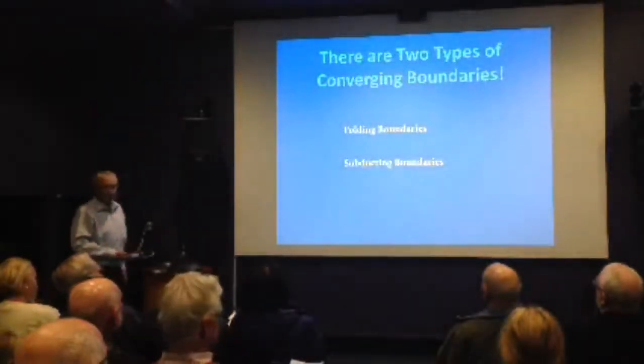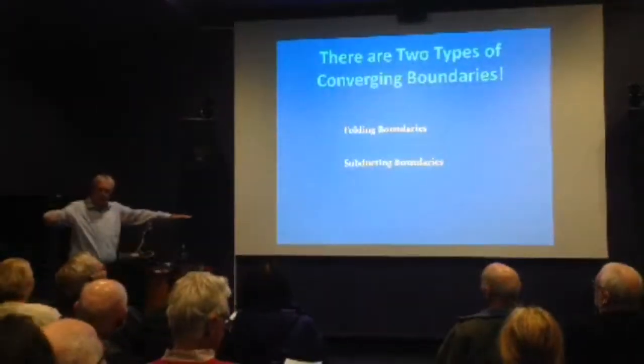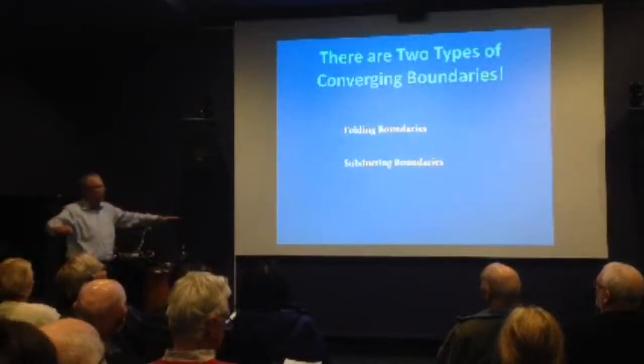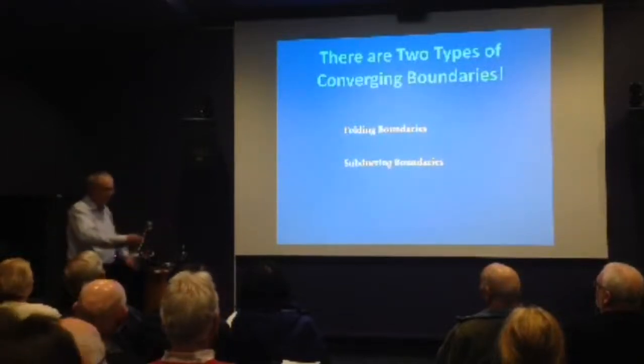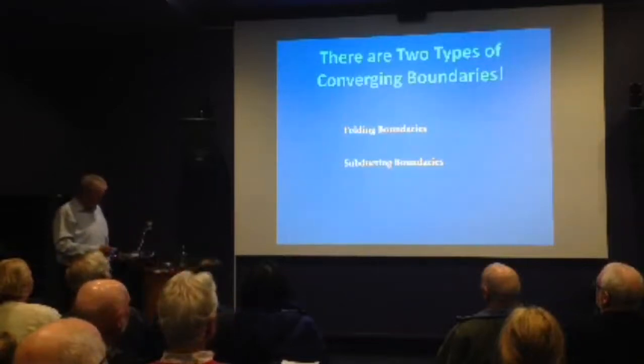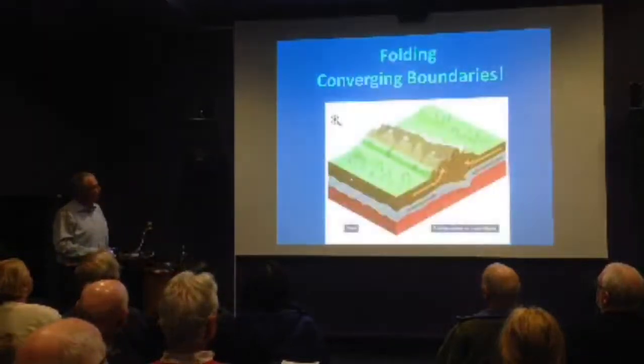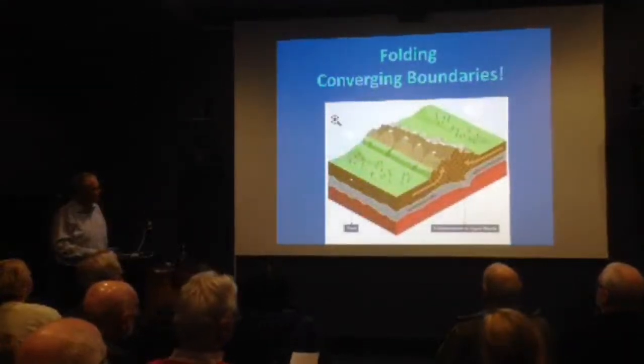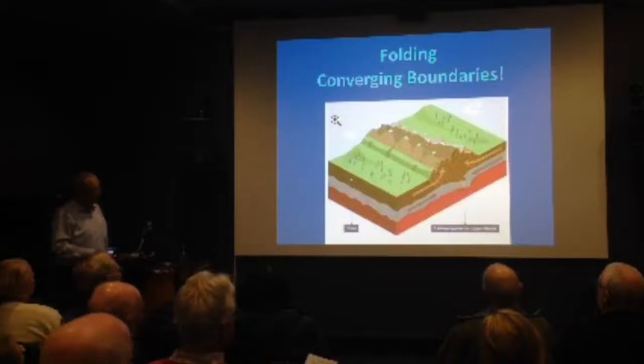So moving on to converging. That was two plates being pushed apart. How about when plates come together? There's two types, one when they start folding or when they start subducting. So the folding at converging boundaries, of course, when you get land, starts getting heaped up, and it's no surprise that's what gives you mountain ranges.